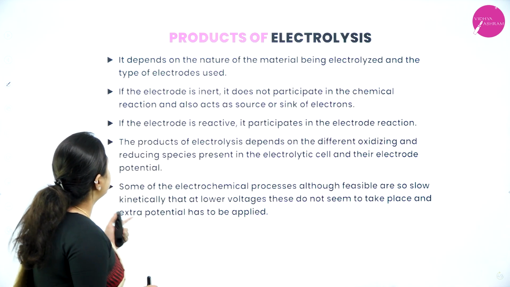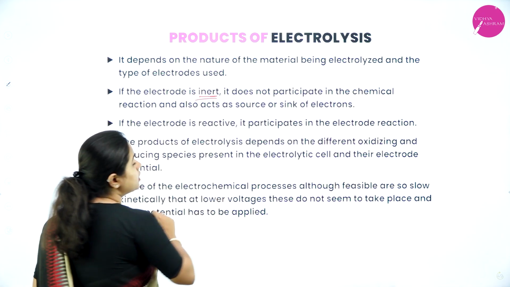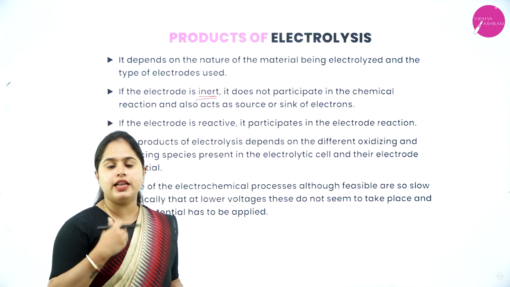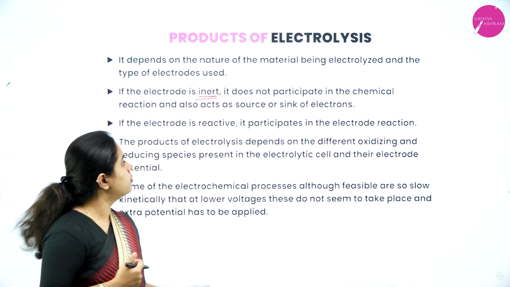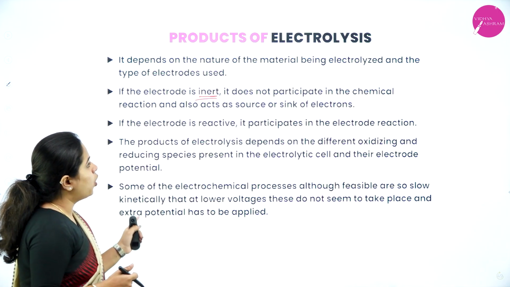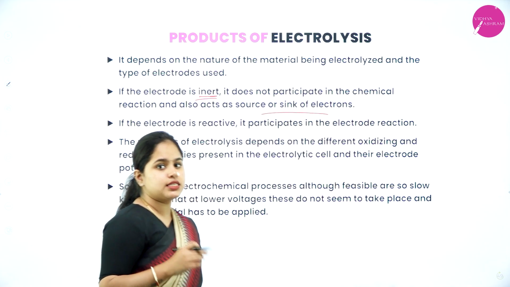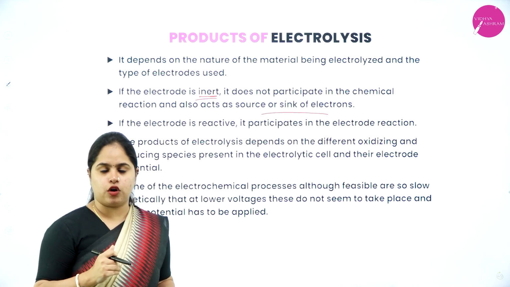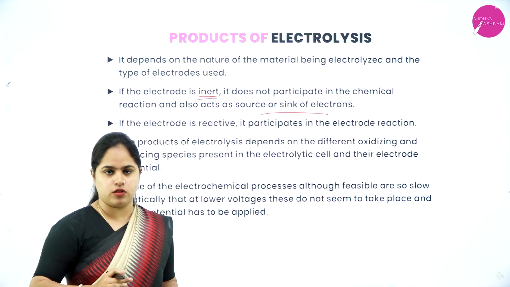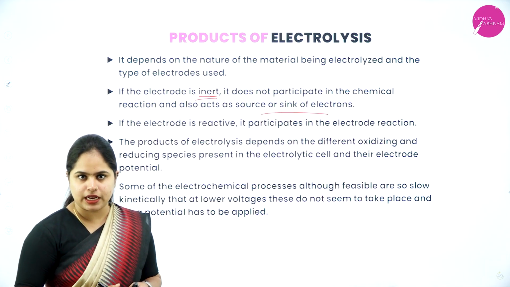The next one is if the electrode is inert. If the electrode is inert, what does it mean? It won't be taking part in any reaction. So if you are taking an inert electrode, then it does not take part in the chemical reaction, and it also acts as a source or sink of electrons. That means it will act as a sink of electrons, or it can act as a source of electrons, which gives away the electrons or which accepts the electrons, but it does not take part in the chemical reaction.